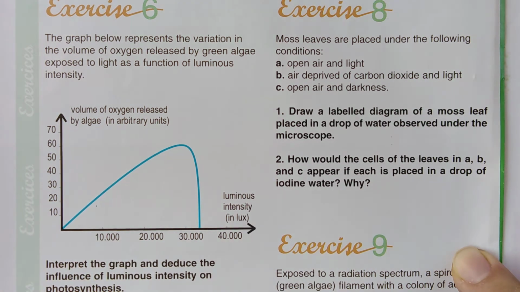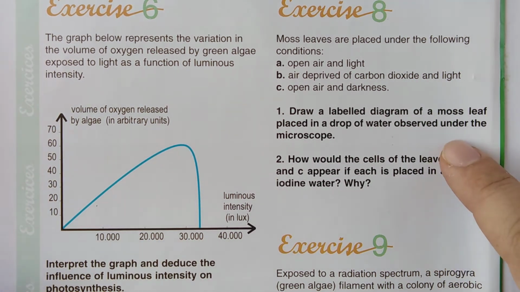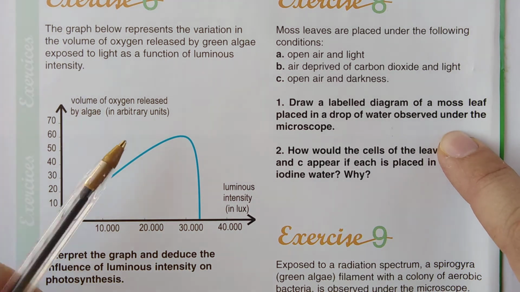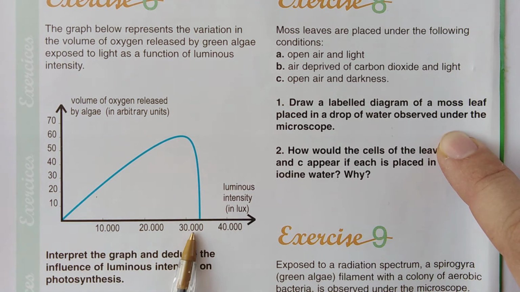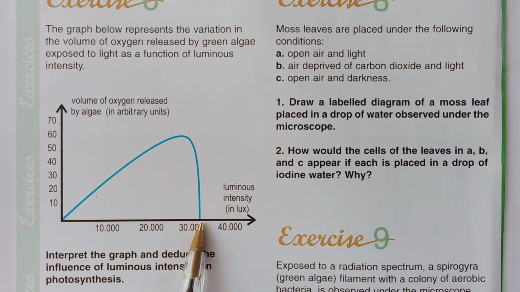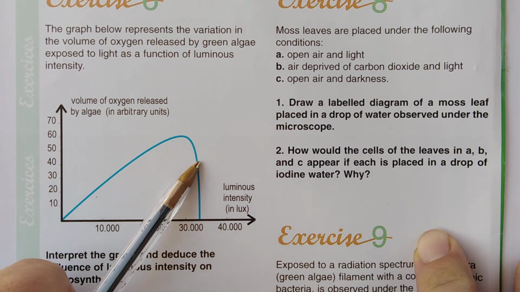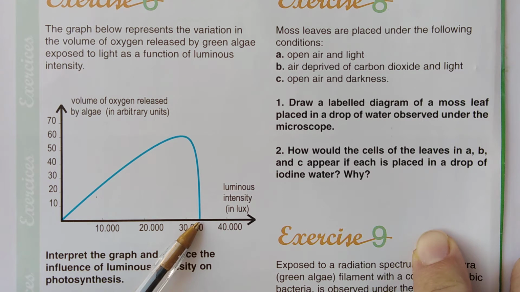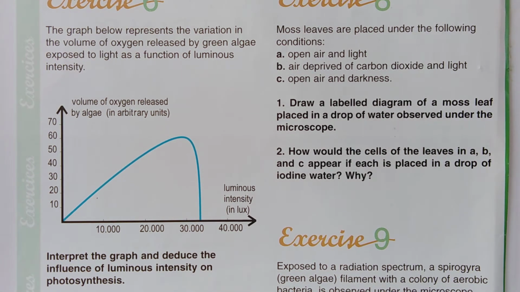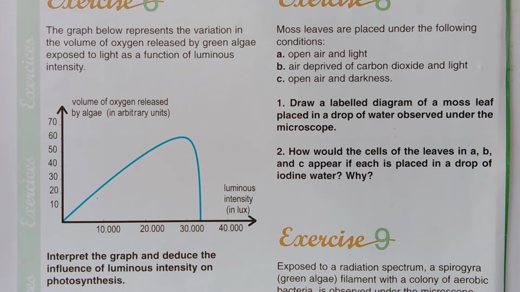However, as the intensity of light increases higher than 30 thousand to reach a value of about 33 thousand lux, the volume of oxygen was decreasing to become 0. So what do you conclude? Exactly, we can conclude that luminous intensity is very effective and raises the intensity of photosynthesis in green plants to a certain extent.